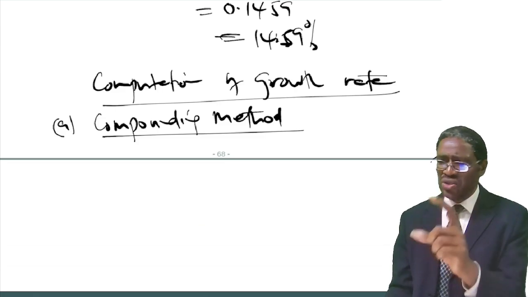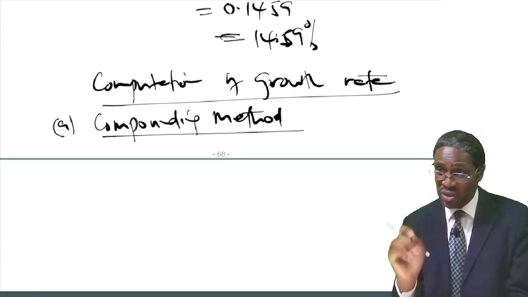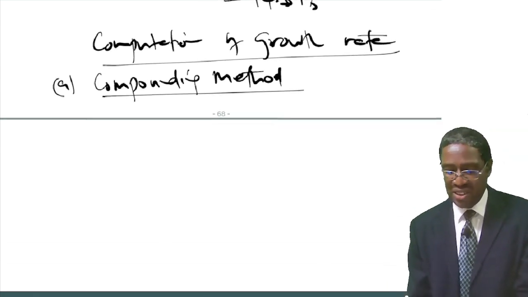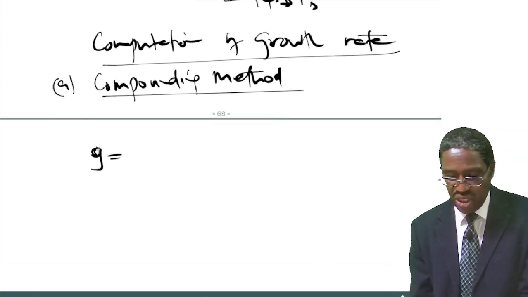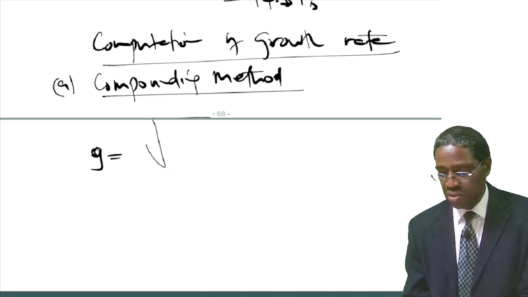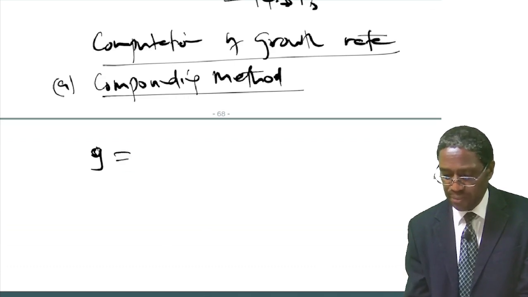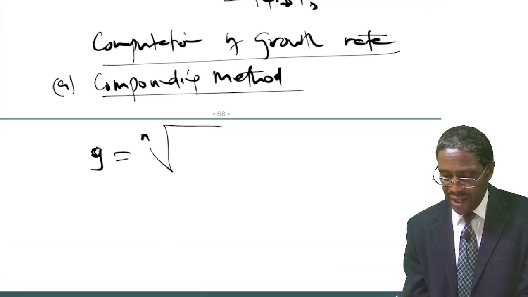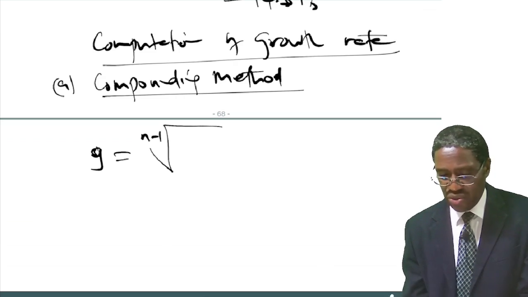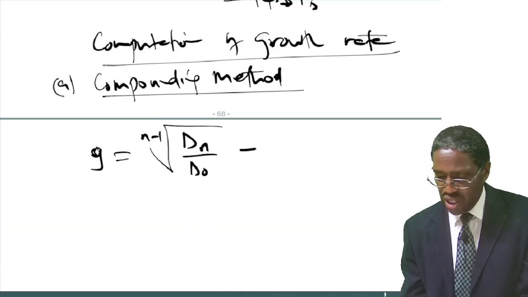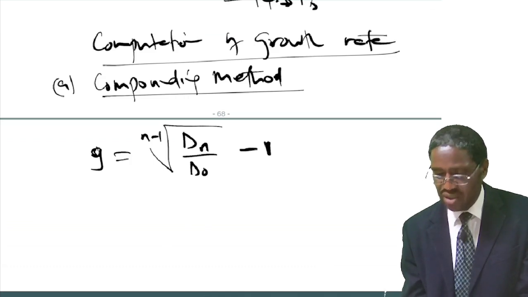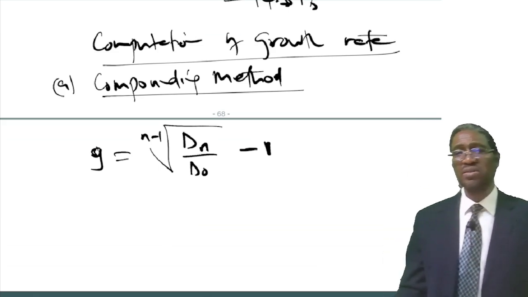Now, to get this growth rate, we shall be determining it using this formula. It will be G equals the (n minus 1)th root of Dn divided by D0, minus 1. Let me put it first before I explain what they represent. Let me explain what they mean.